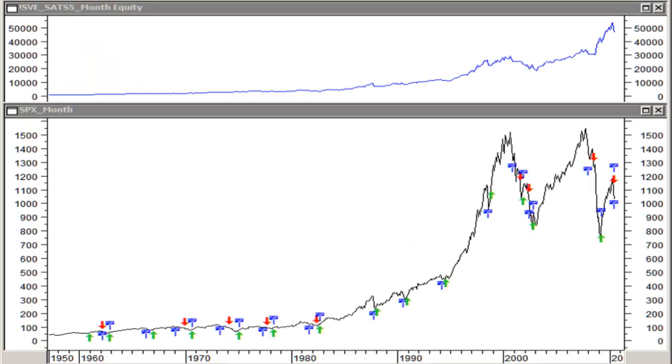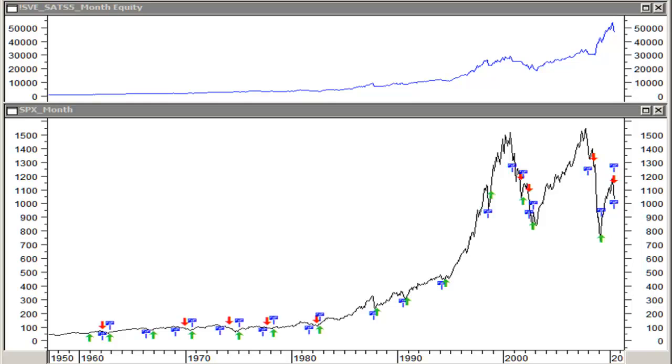SATS5 is good news for the long-term trader who can only spare 10 minutes of his time by the end of the month. A slightly modified SATS5 can be used to trade the S&P 500 ETF, the Exchange Traded Fund, tracker SPY, on a monthly chart of the index.